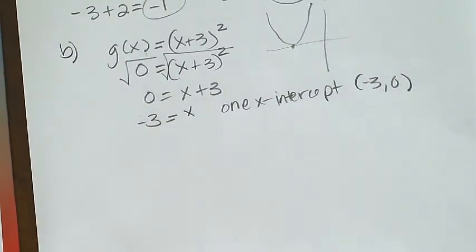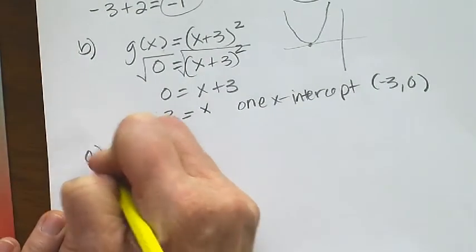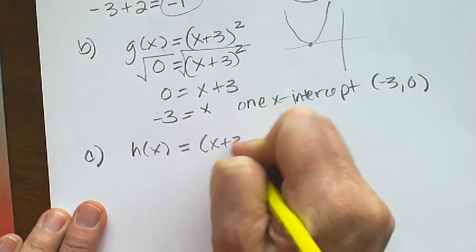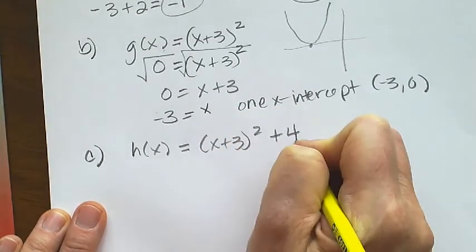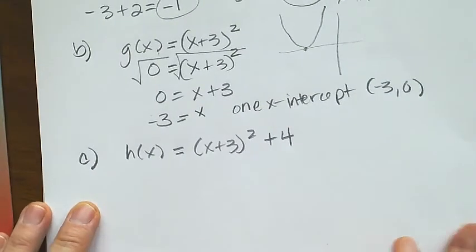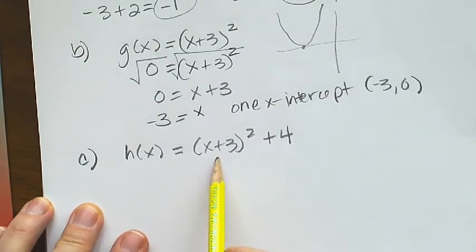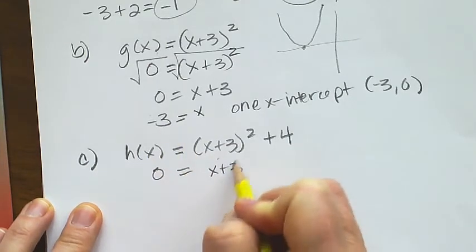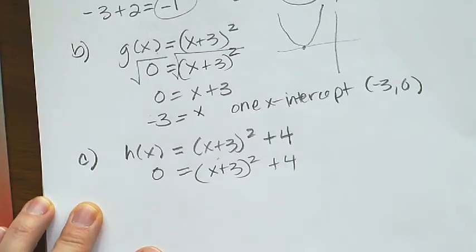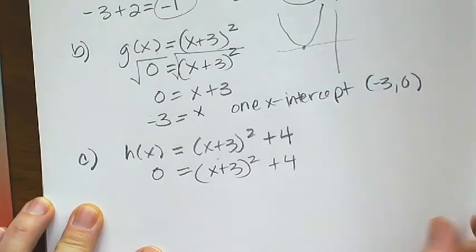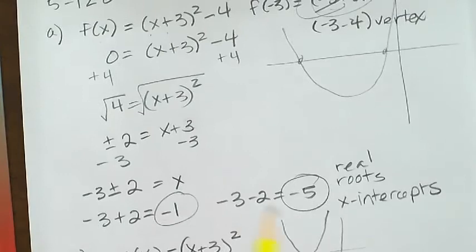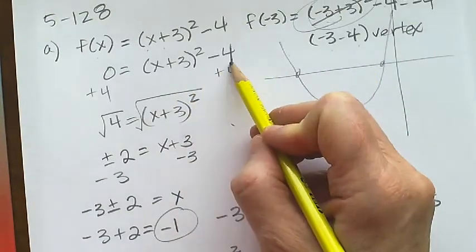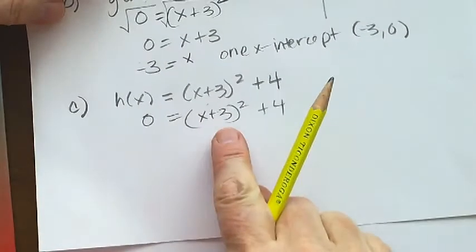says to sketch h of x equals x plus 3 squared plus 4. Can you determine the roots by looking at the graph? Okay, so if I were to solve this and find the x-intercepts, can you tell me what the vertex is before we even get started? Remember, this one up here had a vertex of negative 3, negative 4. What do you think the vertex is for this one?